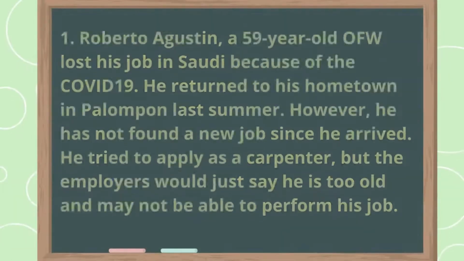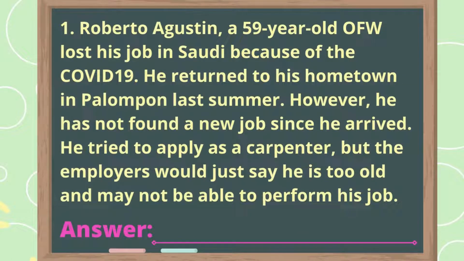Number one, Roberto Agustin, a 59-year-old OFW, lost his job in Saudi because of the COVID-19. He returned to his hometown in Palompon last summer. However, he has not found a new job since he arrived. He tried to apply as a carpenter, but the employers would just say he's too old and may not be able to perform his job.